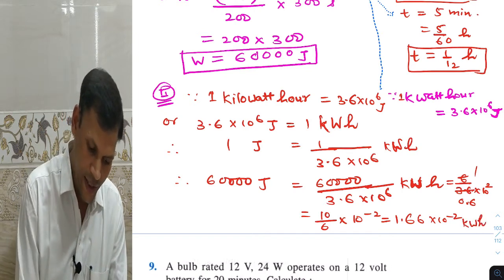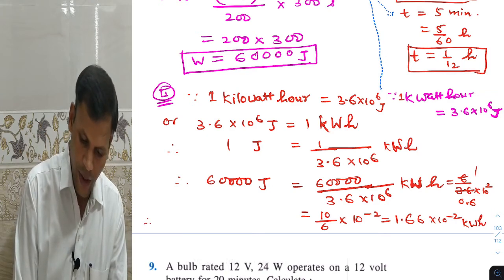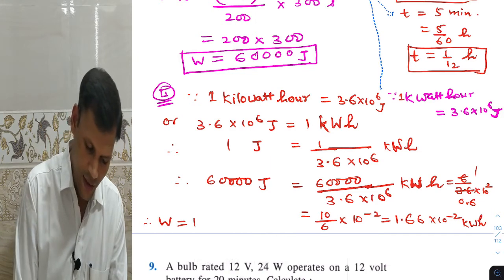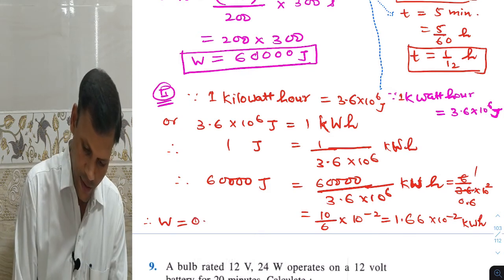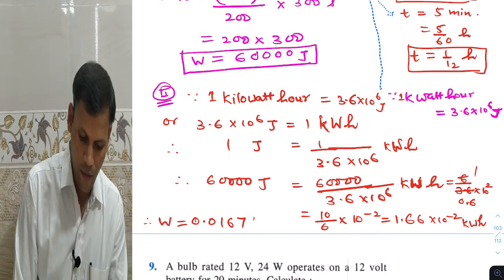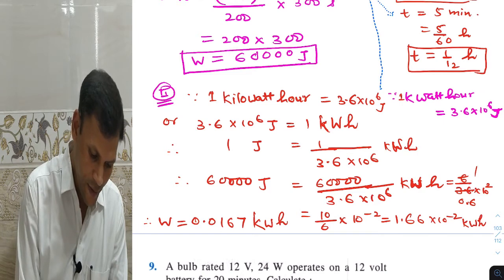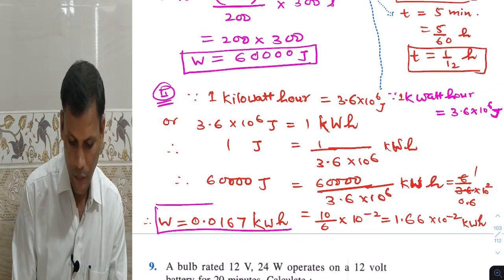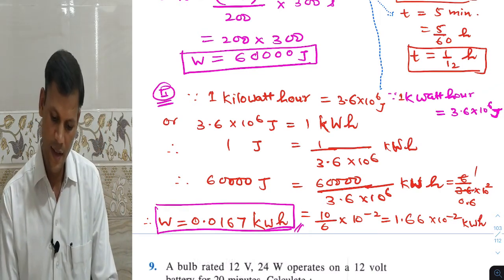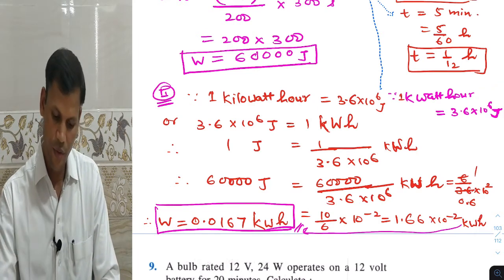So finally we can write its answer as, therefore W will be 1 point, you can take the decimal behind this, so it will be 0.0167 kilowatt hour. This becomes the final answer. This answer I have written over here. Okay, no need to do that.